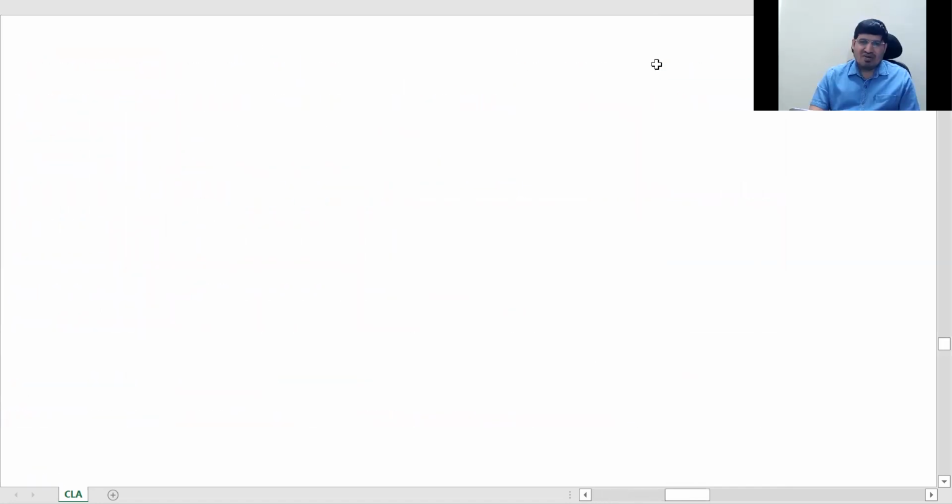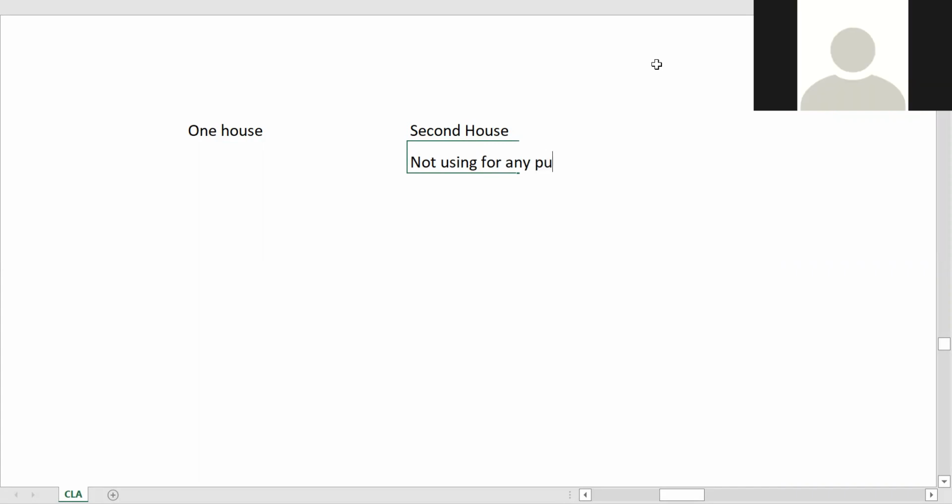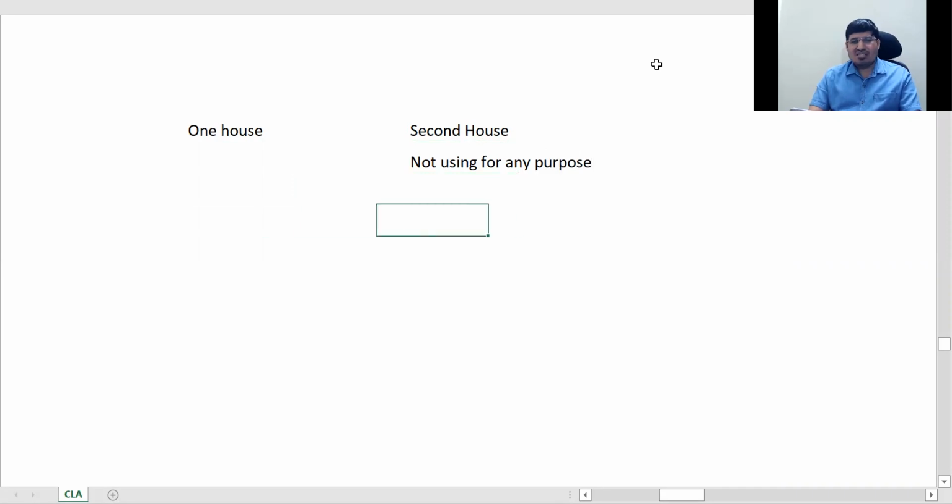No, see, what will happen is, if you have got two houses, okay? So one house you are living in, and the second house is not being used for any purpose, correct? Not let out or anything, correct? Okay. Then automatically it will become your second residential house. So you are going to get the benefit of your interest on loan.